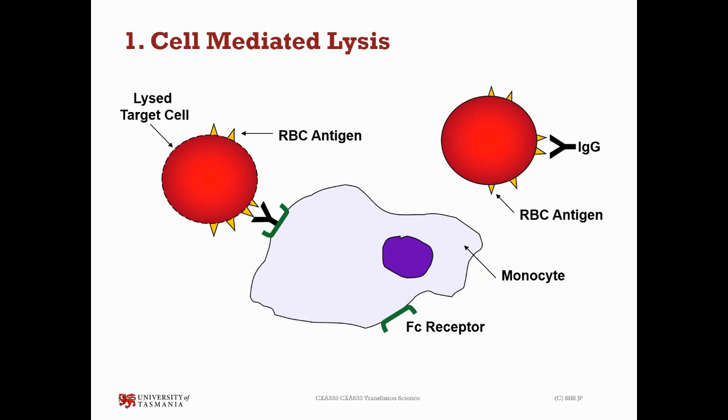And it's actually this FC portion which binds to the receptors on the macrophages, and it's that FC portion that allows the phagocytosis of those red cells. So that's how the cell-mediated lysis works. And so this is typical of extravascular hemolysis, particularly in the spleen.